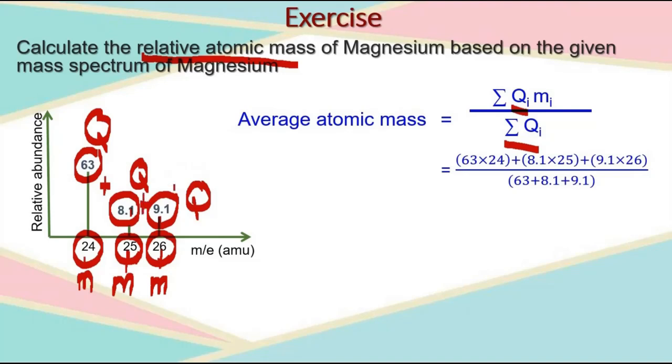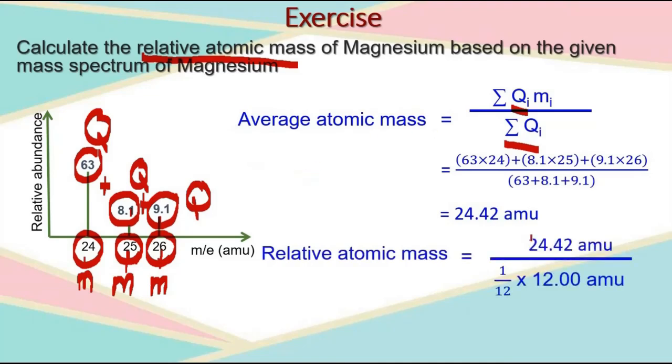By using the calculator, you get the final answer for this part equal to 24.42 AMU. Now we convert the average atomic mass to the relative atomic mass by dividing by 1/12 of carbon 12. So we have 24.42 AMU divided by 1/12 times the mass of one atom of carbon 12, that is 12.00 AMU. The unit of AMU can be cancelled off. So we get the final answer of 24.42 without any units.